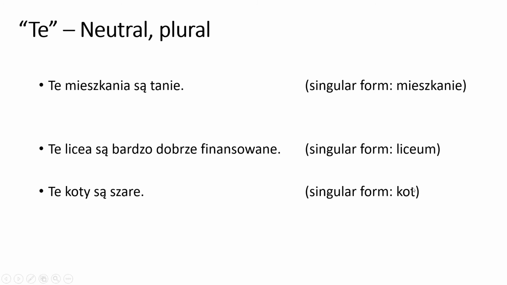Kot was ten kot, it was masculine. Te koty są szare. Te koty, these cats are gray. It becomes neutral plural, because these are not humans. Te koty są szare.